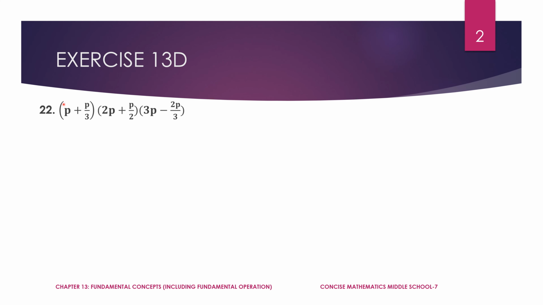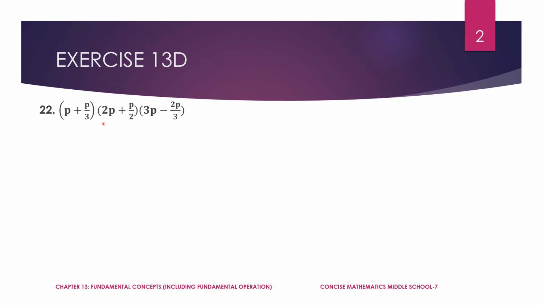Here p plus p by 3 is an algebraic expression in fraction form. P by 3 is a fraction, right? Even in this expression, it is in fraction form, p by 2. Even in this algebraic expression, it is in fraction form. Now, how can we learn this? We are going to learn how to multiply algebraic expressions when they are in fraction form, right?